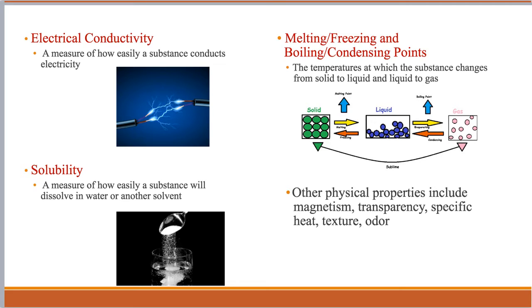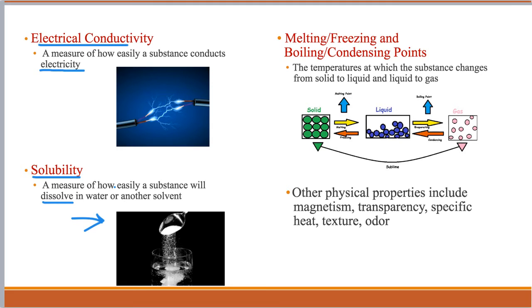Electrical conductivity is another physical property, and that's a measure of how quickly or how easily that substance will conduct electricity. Then we have solubility, which is a measure of how easily a substance will dissolve in water or another solvent. So we have salt being dissolved in this picture.